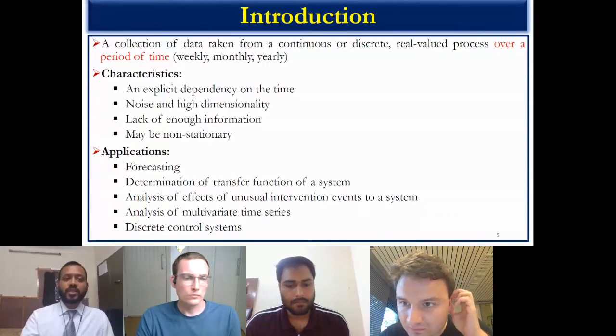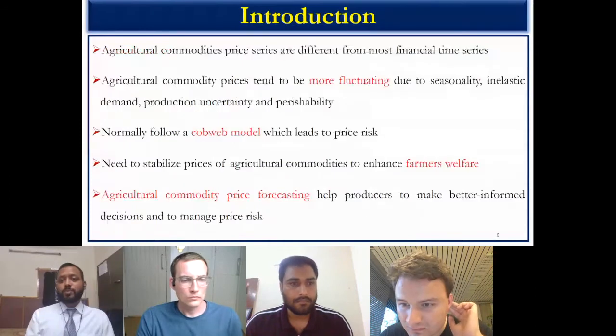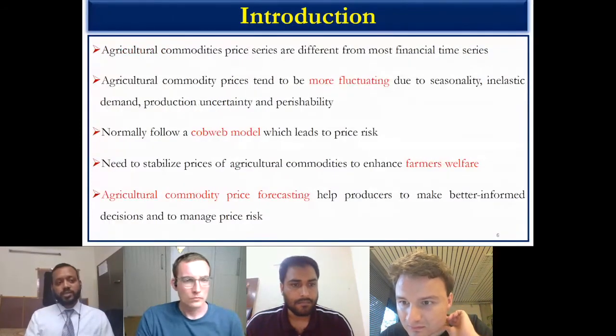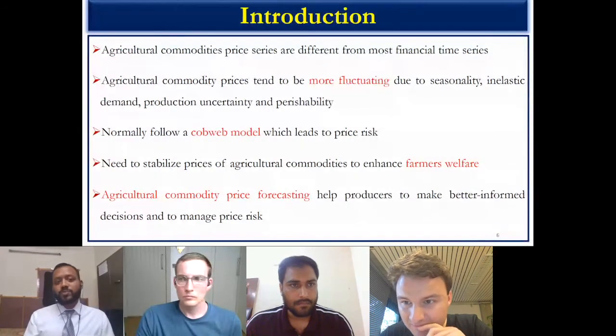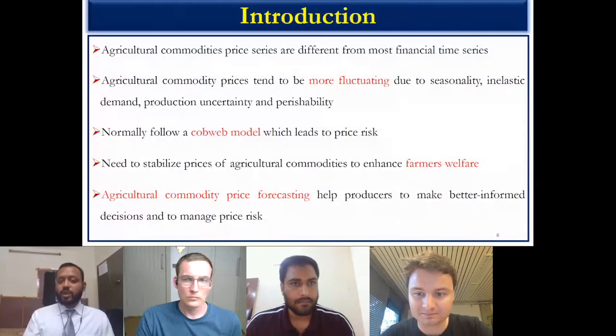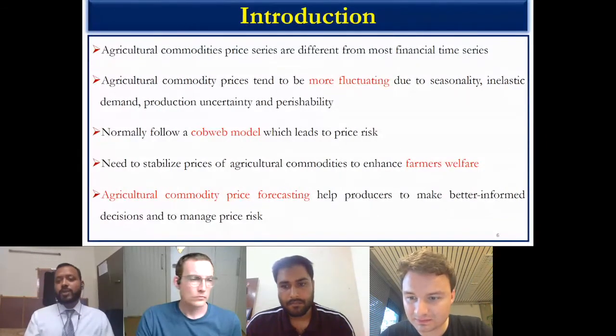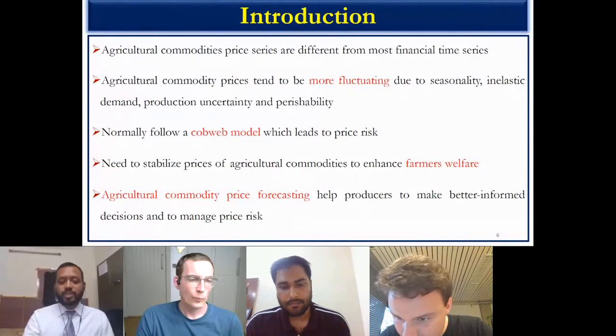Agricultural commodity price series are very different from most financial or crude oil price time series. Agricultural commodity prices tend to be more fluctuating due to seasonality, inelastic demand, production uncertainty, and perishability. They normally follow a cobweb model, which leads to price risk. Thus, there is a need to stabilize prices of agricultural commodities to enhance farmers' welfare. Further, it will also help producers to make better informed decisions and to manage price risk.